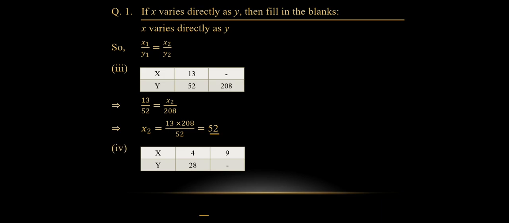Now in the fourth part, here x1 is given 4 and y1 is given 28, and x2 is given 9 and y2 is not given, so we need to find out y2. So 4 upon 28 equals 9 upon y2. So y2 equals 9 into 28 upon 4, that is equal to 63. Now move on to the next question.